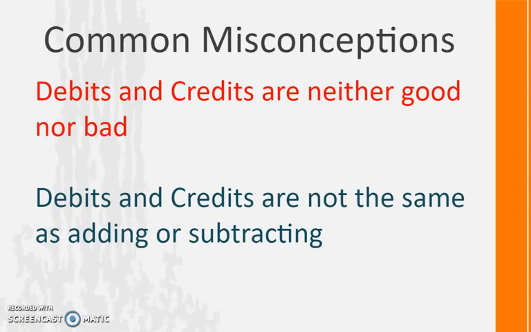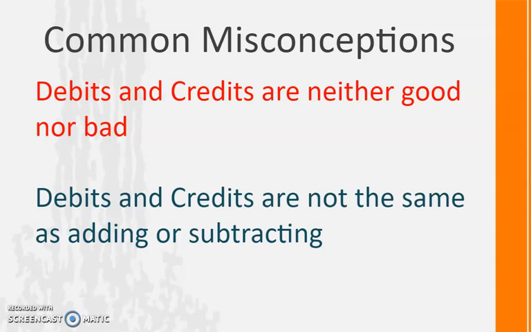Okay, common misconceptions. The first one is that sometimes we get into our minds that one is good and one is bad, but that's not true. Debits and credits are neither good nor bad. They just mean left and right. So those are just two sides of the same thing, basically.